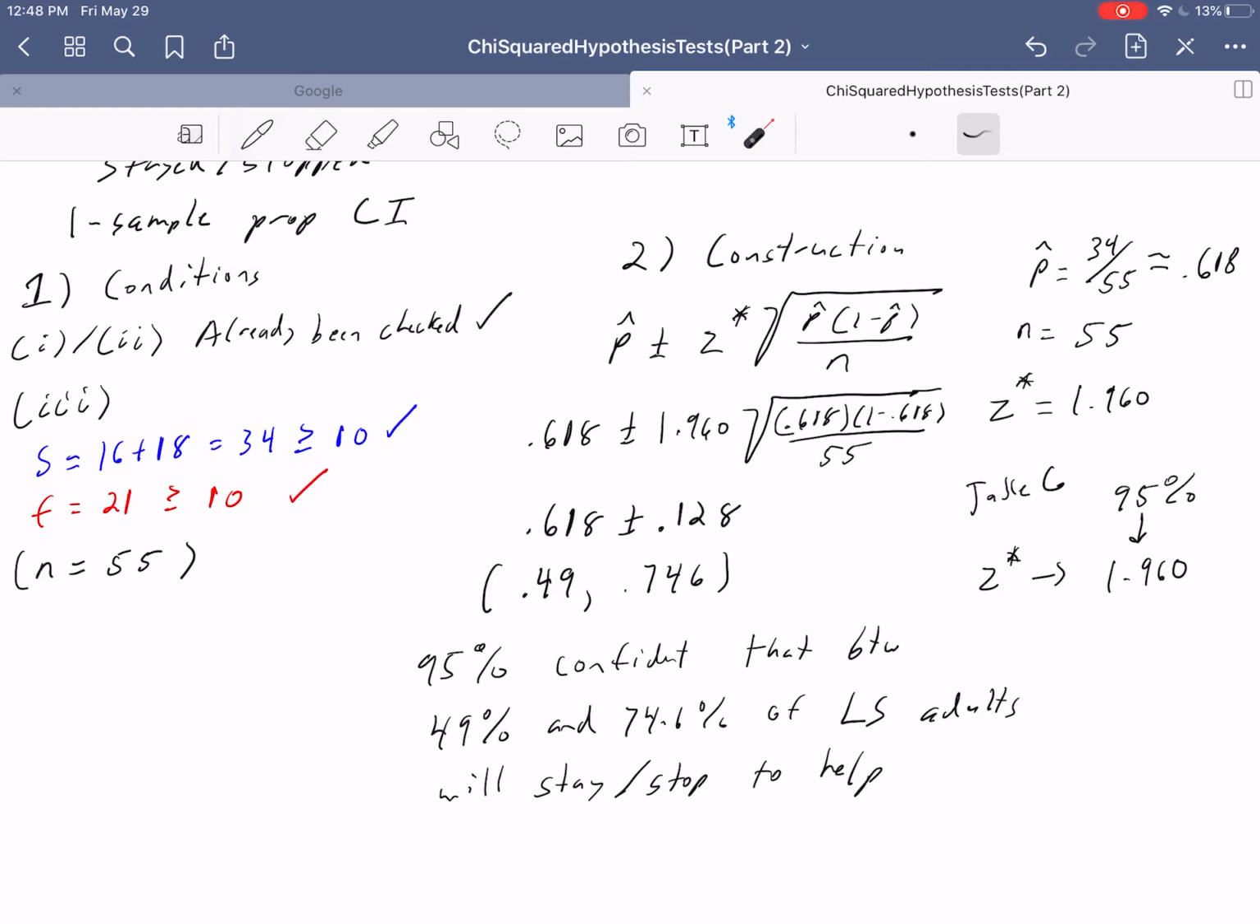In our next video, we'll be going on and learning another chi-squared hypothesis test called the goodness of fit test.